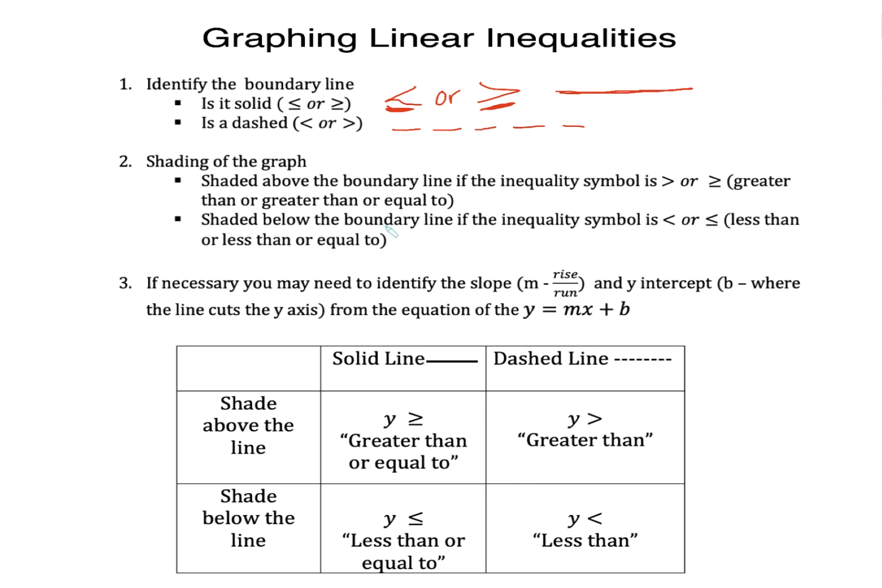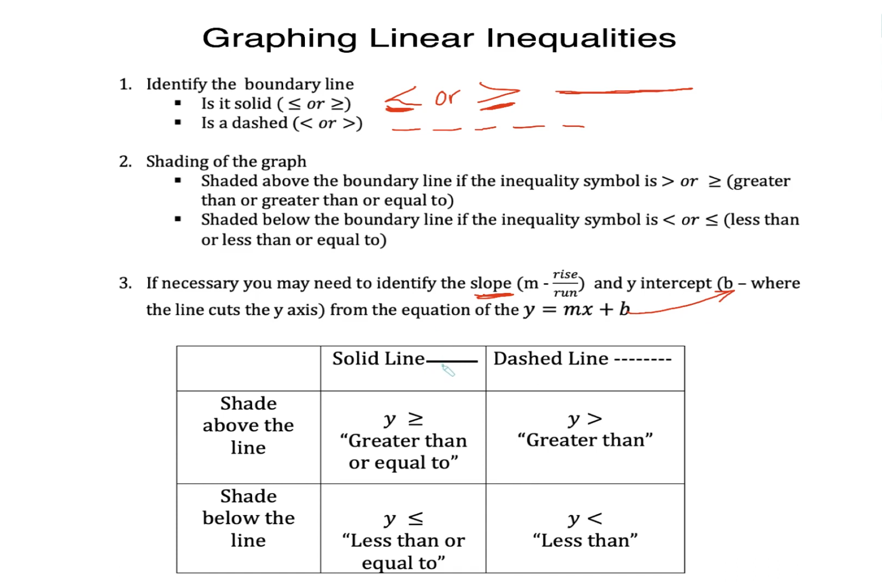At times on the Tasc test, step 1 and step 2 will give you your answer choice. However, sometimes you may come across a high difficulty problem and you will need to go to step number 3. Step number 3, you will have to identify your slope, and remember, slope is rise over run, and the slope is always connected to your x. And also, you may have to identify your y-intercept, which is your b, and that is where your line cuts the y-axis.